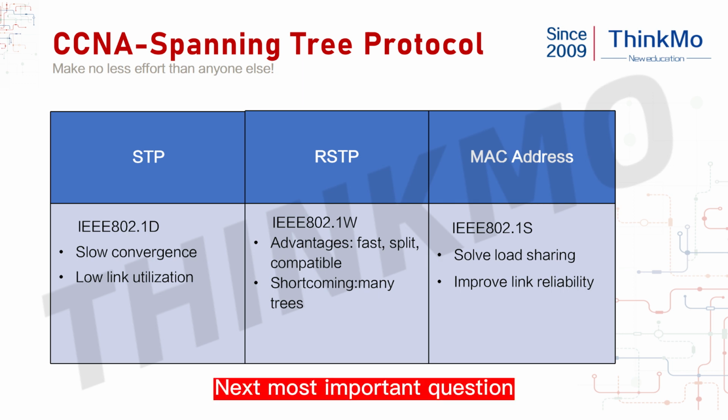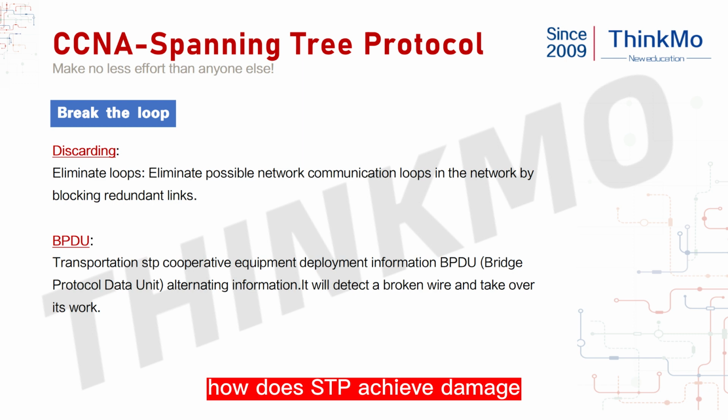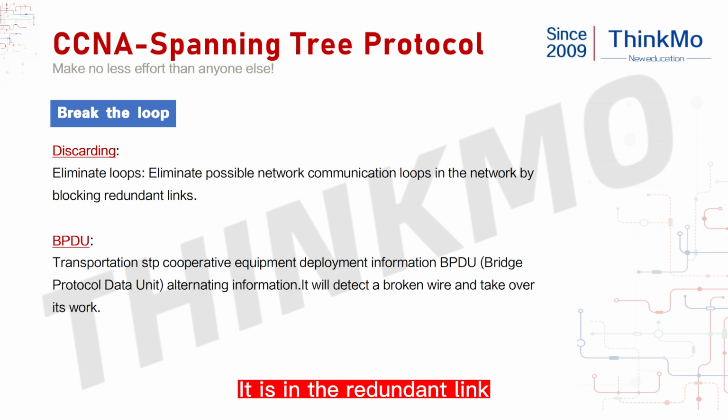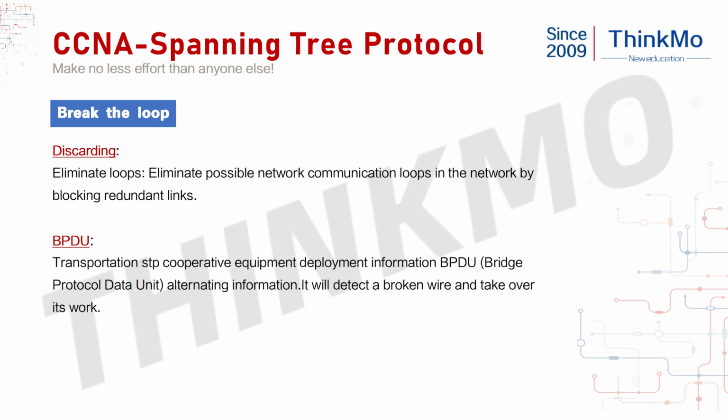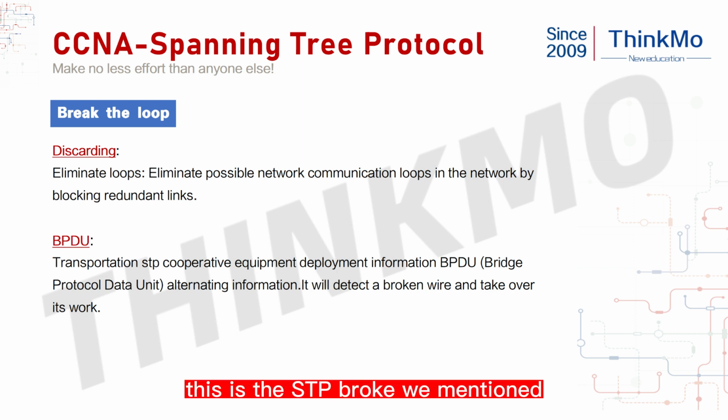Next most important question: how does STP achieve loop breaking? It temporarily blocks a line in the redundant links. This does not mean cutting it manually, but automatically, between switches, by interacting with the corresponding STP protocol messages. These messages are called BPDUs. They synchronize status and corresponding information with each other. For example, if a broken wire is detected, then another line will take over the job. This is the STP loop breaking we mentioned.